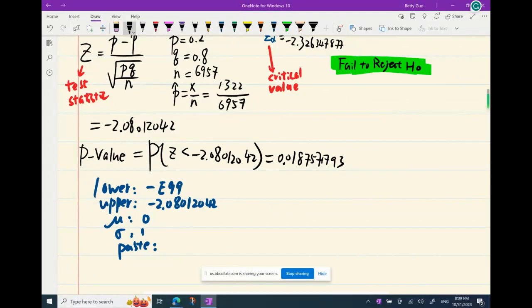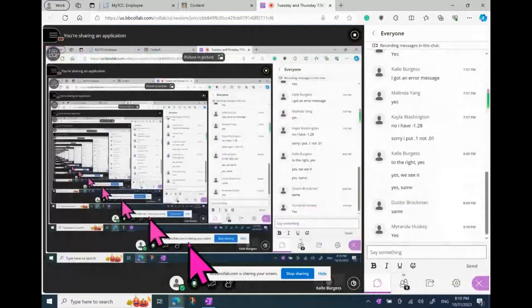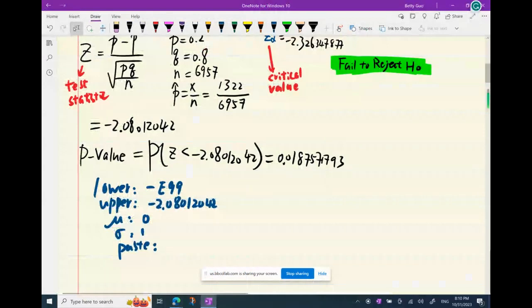For the p-value method, that's how we find the p-value manually. We still have to have the test statistic, by the way. We still have to have the value. Perfect, same. And what do we do? How do we make the decision about the null?